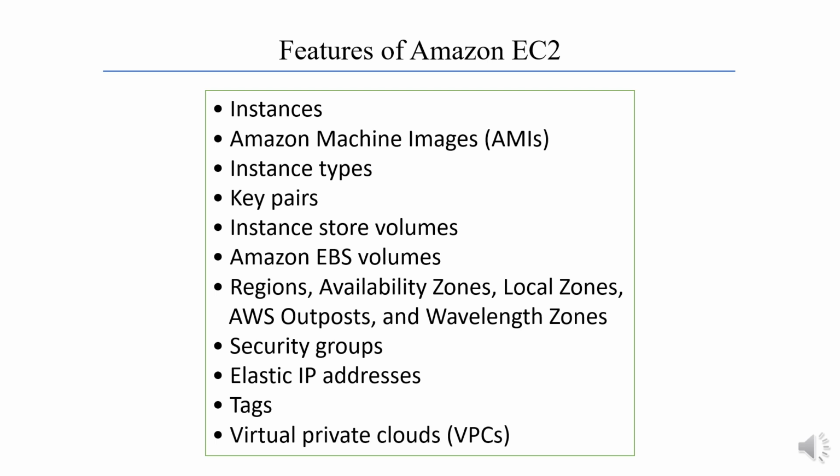Key pairs. EC2 instances have secure login information. The login information has two keys. One is the public key and the other is the private key. AWS stores the public key and you store the private key in a secure place.